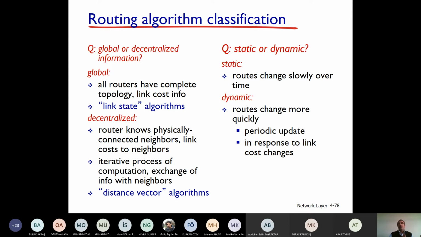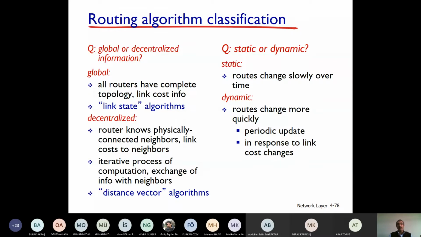Okay, so we defined the main task of the routing algorithm, and now what are the solutions? There are different approaches to solve this problem. So that's why we classify the routing algorithm as follows. The first classification is based on the information about the node, whether it's global or decentralized.